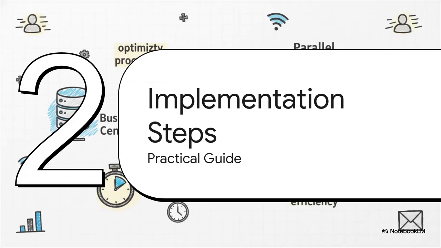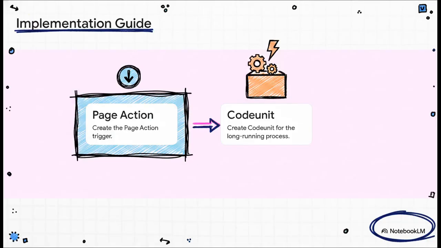Section 5, step-by-step implementation. For all the junior devs tuning in, we can actually break this methodology down into a super actionable two-part framework. Step 1 is creating the page action trigger, basically the button the user is going to click. And step 2 is creating the code unit for the long-running process itself. Think of that as the isolated container where your heavy lifting actually lives. Let's take a look at the code for both of these steps.